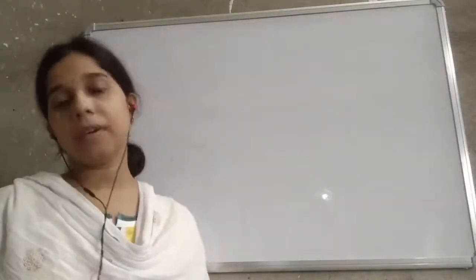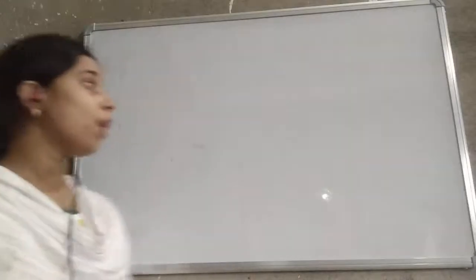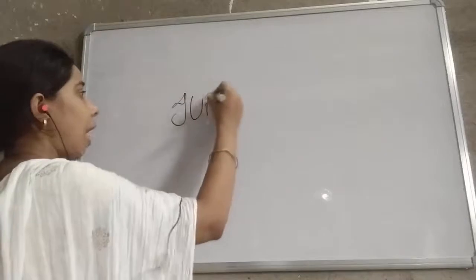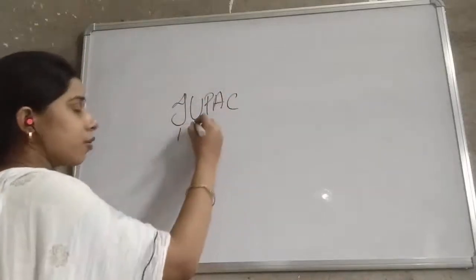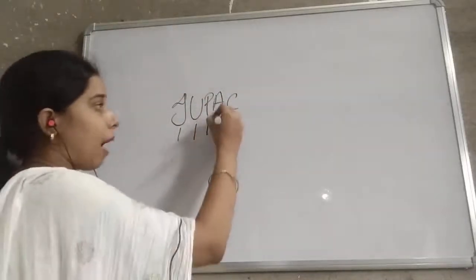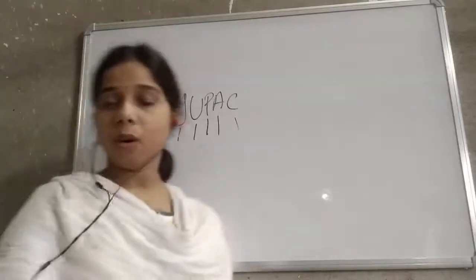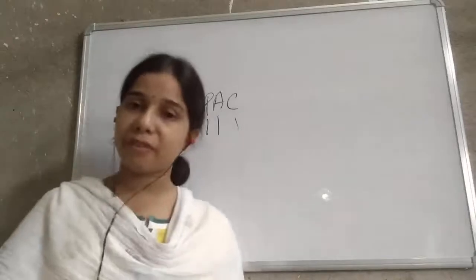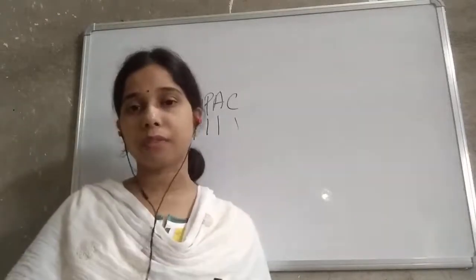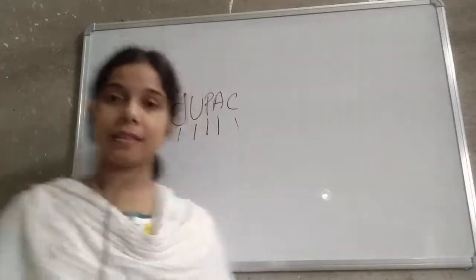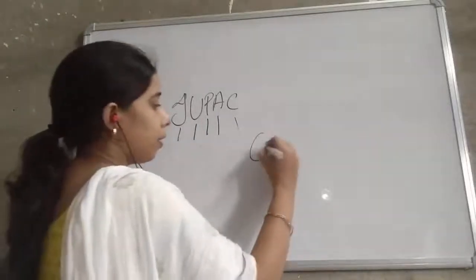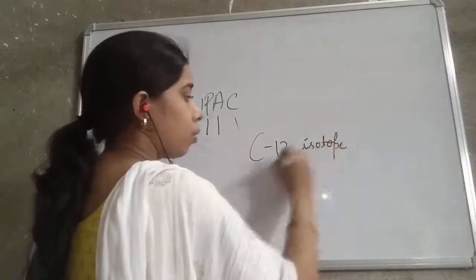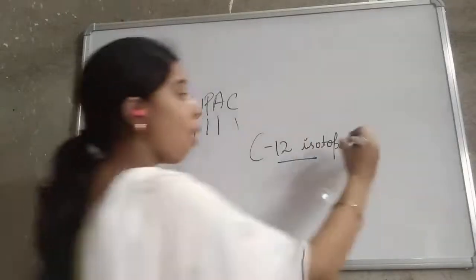Later on, carbon is used. Okay, so in 1916, IUPAC is what? International Union of Pure and Applied Chemistry. Okay, so IUPAC recommended a stable reference unit to measure the mass of the different atoms, and that is the carbon 12 isotope.